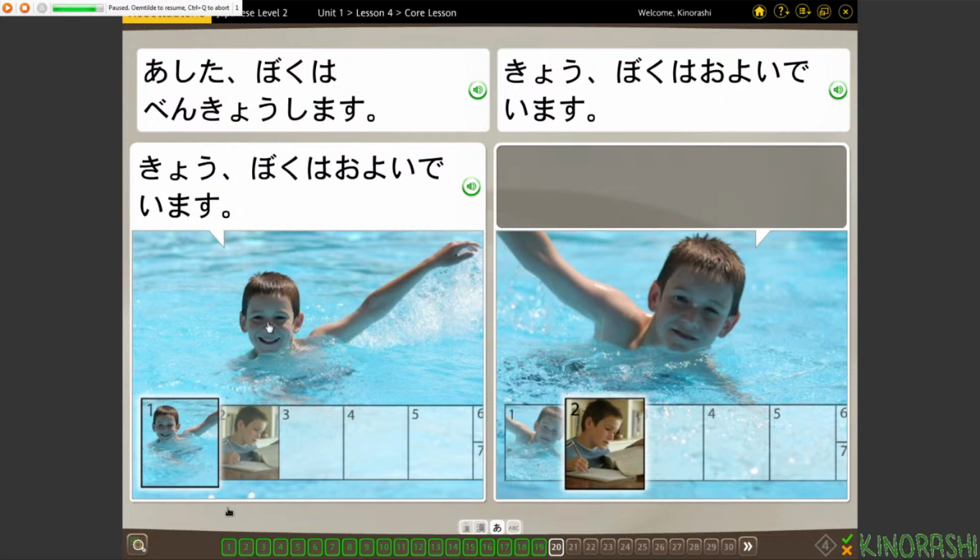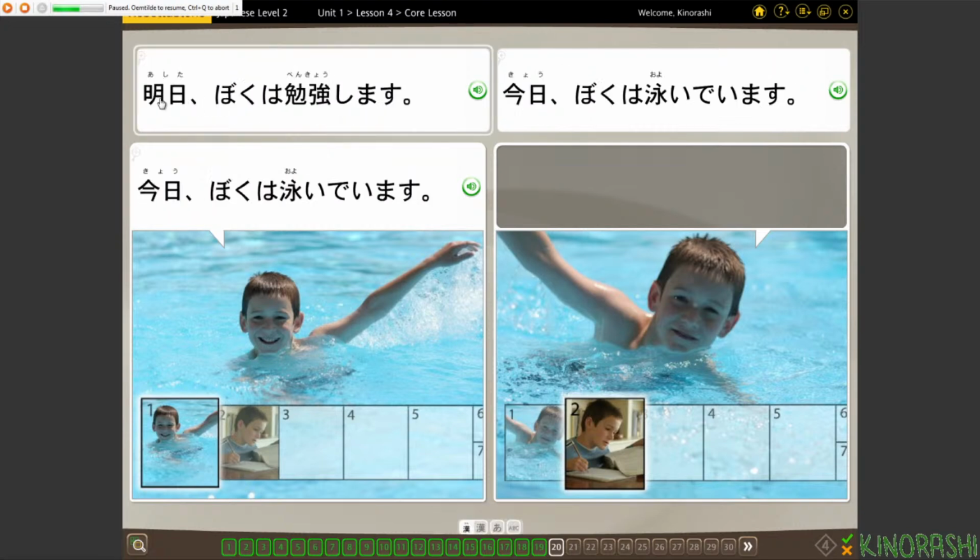So, boku wa oyoi de imasu. Maybe it has to do with the type of noun it is. Not noun, but the type of verb it is. Kyo boku wa oyoi de imasu. Ashita boku wa benkyou shimasu. Ashita benkyou.